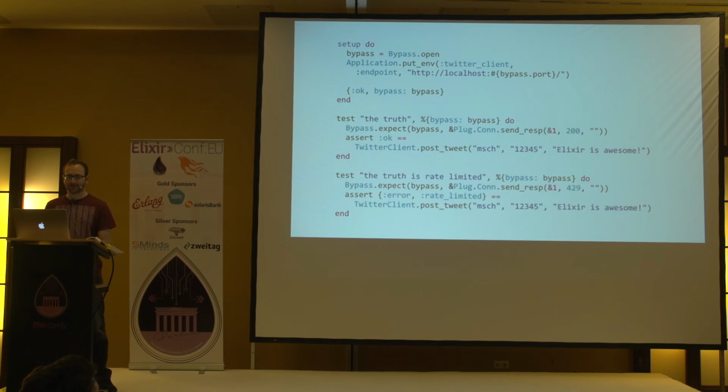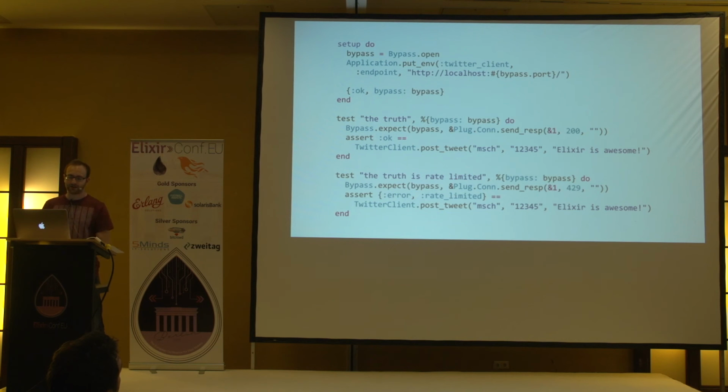And here's the test code that I'm going to write. In the setup block, I use Bypass.open, which makes Bypass assign itself a random open port and listen on it. Then I configure my Twitter client to connect to that. In the tests, I use Bypass.expect to use a function which will be called when something connects to this HTTP server.